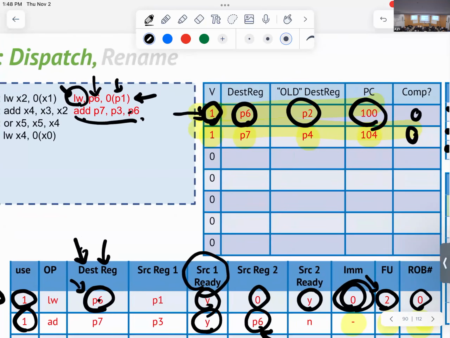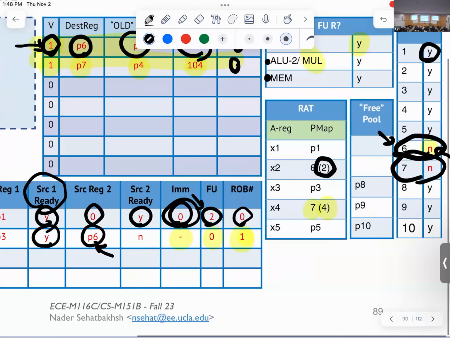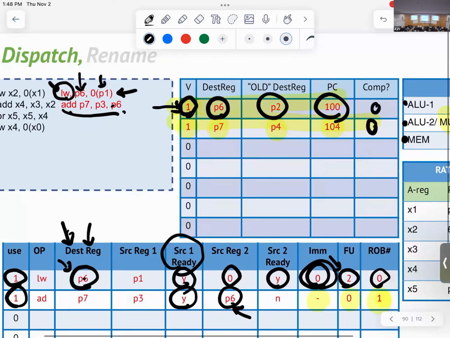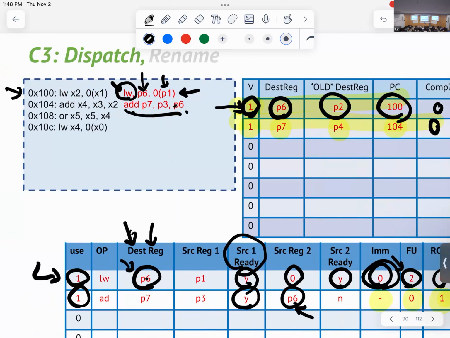Why are P2 and P4 destinations? No, these are all destination registers, so they're not ready. Oh, no, these are just the initial mapping. So let's say you start from here. This is the very first instruction that you're going to execute. Yes, in the past, this would have been no, because they were all destination registers.